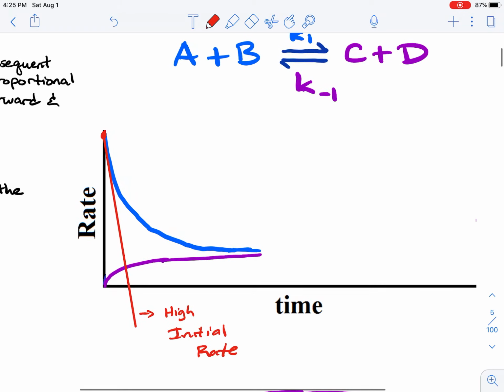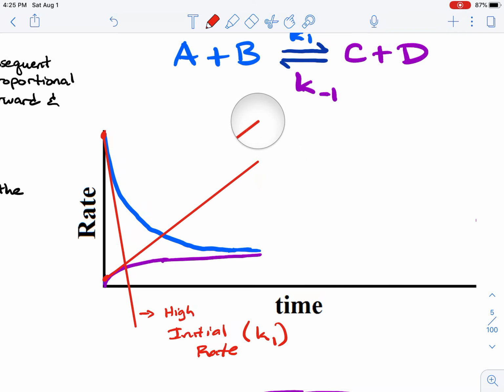And so I'm going to represent that as K1. If you take a look at this line tangent to this curve, notice how the initial rate is not so steep, not as steep as the forward reaction.